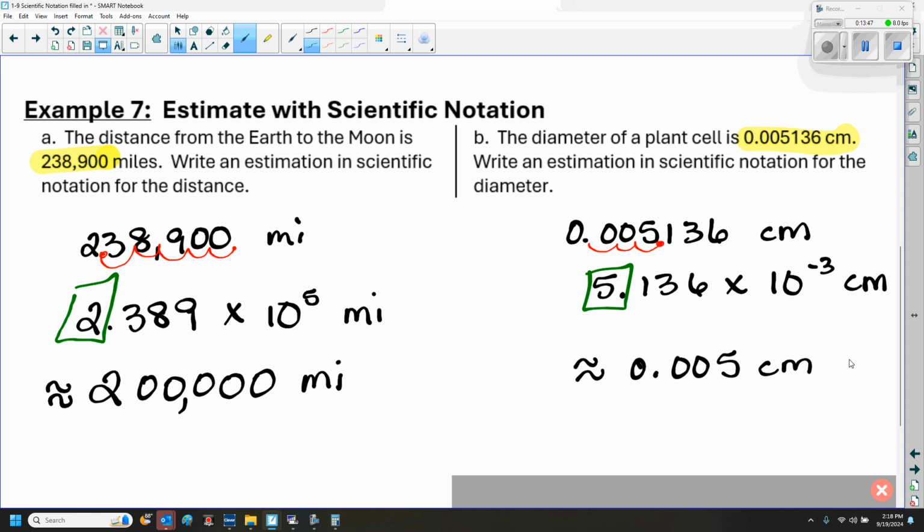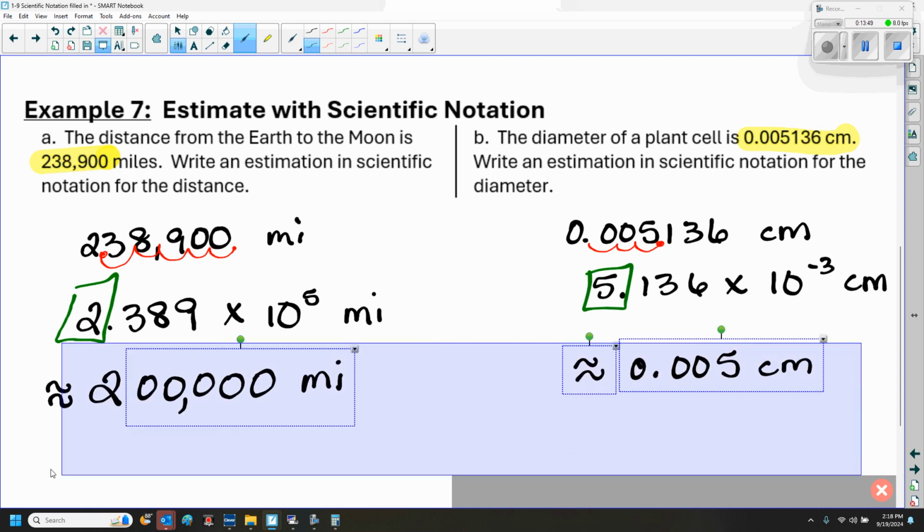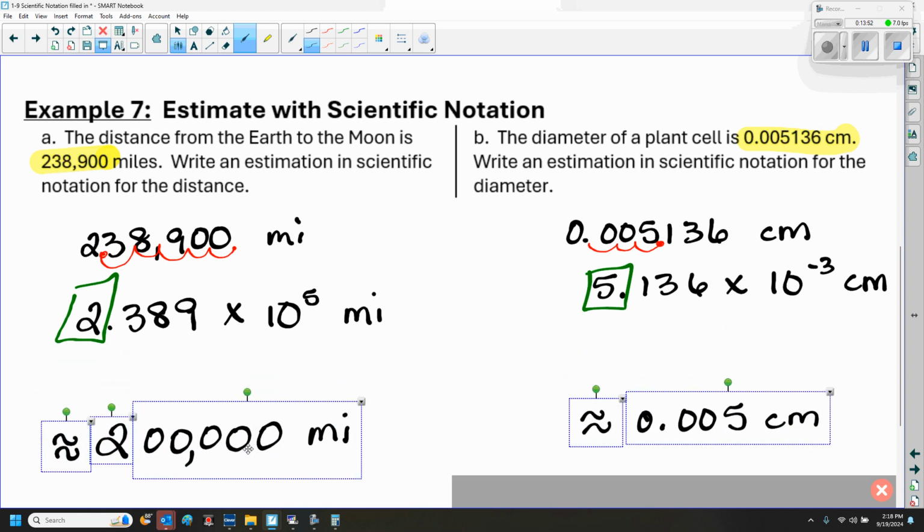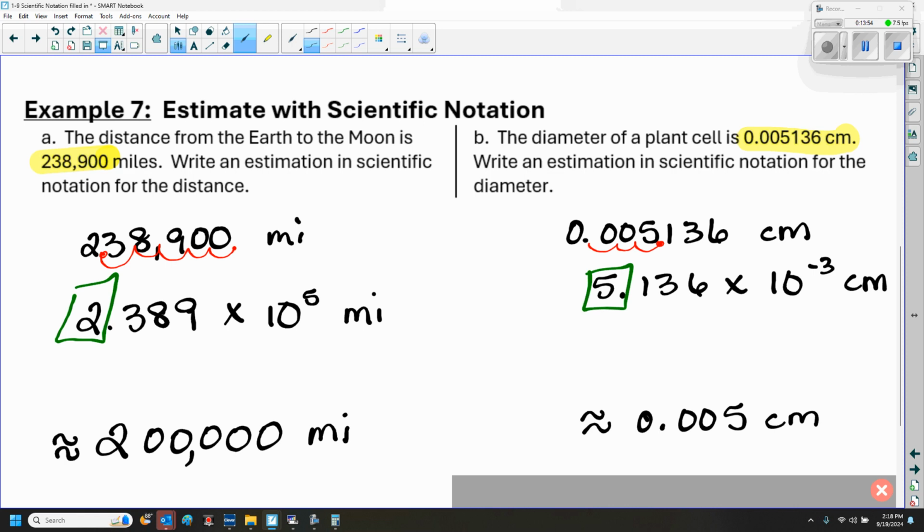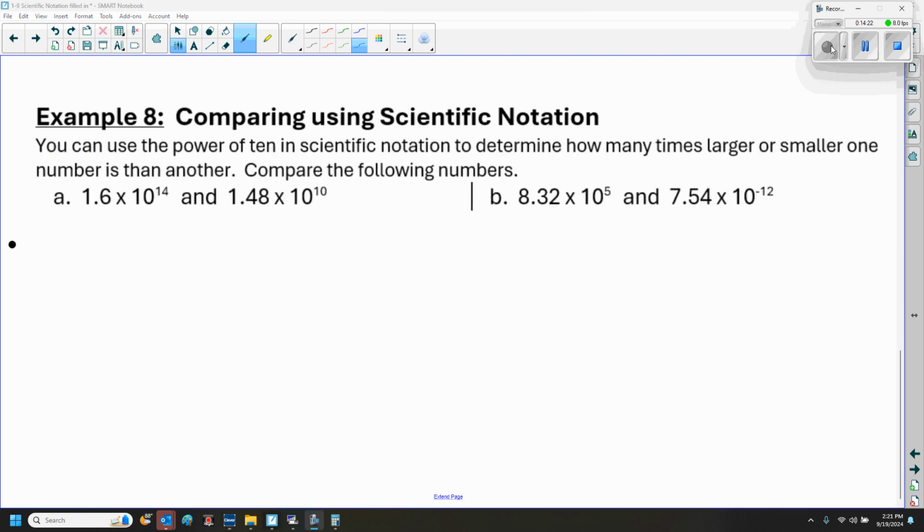If they asked you to write it using scientific notation, let's do both of these. If they asked you to write it in scientific notation, then you would write 2 times 10 to the 5th miles for this one, and that gives you the 200,000 miles. And then on the second one, you would write 5 times 10 to the negative 3 centimeters. And then that's what this would give you, the 0.005 centimeters.